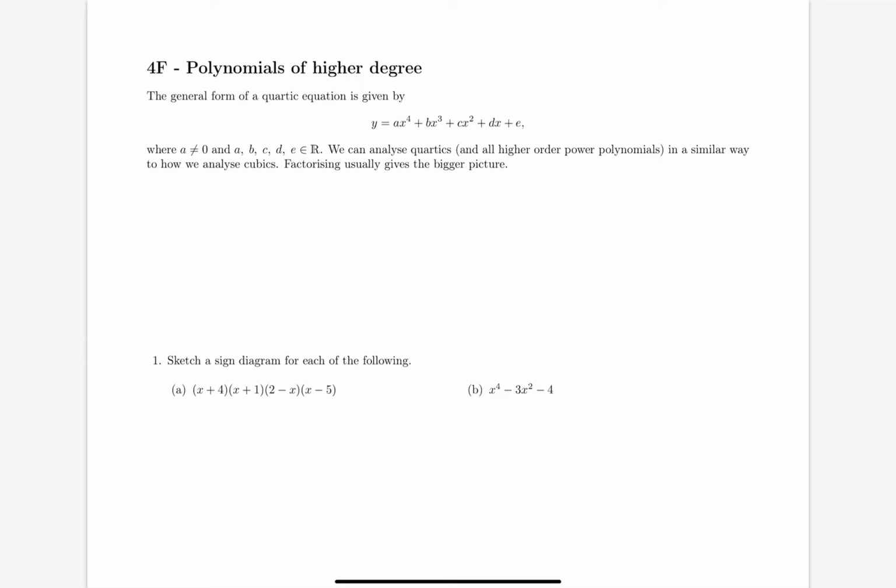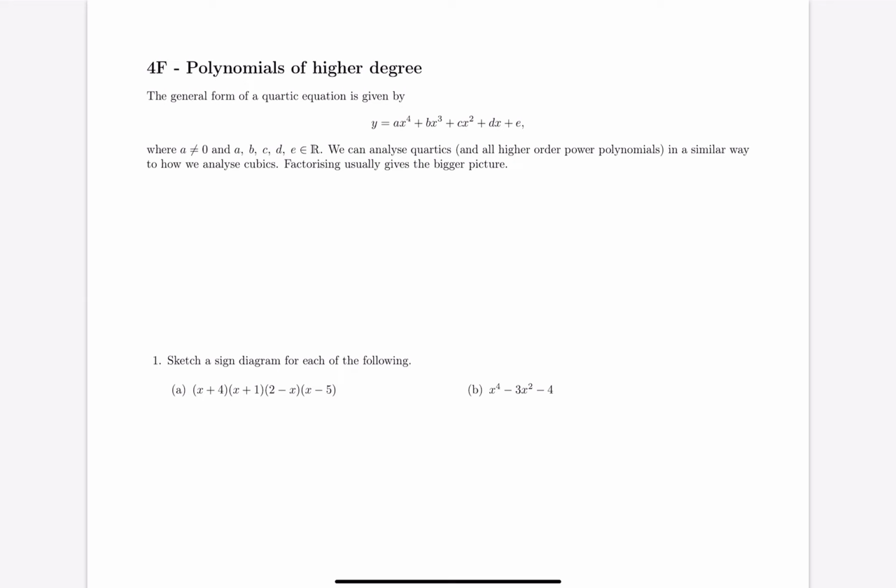Hello, so today we're going to be talking about exercise 4F, which is polynomials of high degree. In the previous exercise we spoke about cubic functions and the idea that they have this general shape when you put them in intercept form. As well as that, you can draw what's called a sign diagram, and that'll help you determine the shape of it.